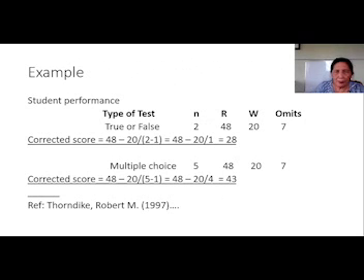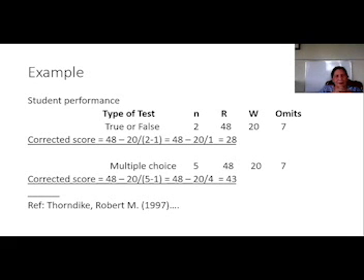Let's look at the example. The test type is true or false. Therefore, the N is 2. Okay? R, 48. W, 20. Omit 7. How many in all were the items?